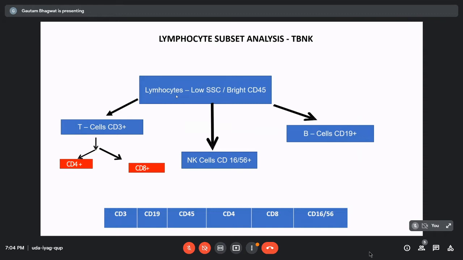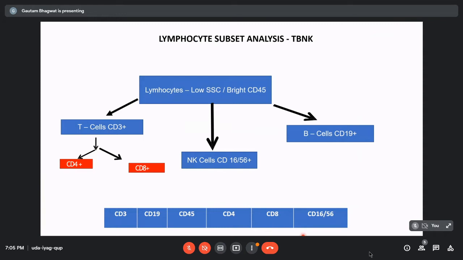So we would gate over these lymphocytes, and then the T cells are CD3 positive, again divided into two, that is CD4 and CD8. The NK cells are CD16 and 56 positive. So now there can be T NK cells also, which are CD3 positive and 16/56 positive also, and the classical NK cells which are CD3 negative and 16/56 positive.